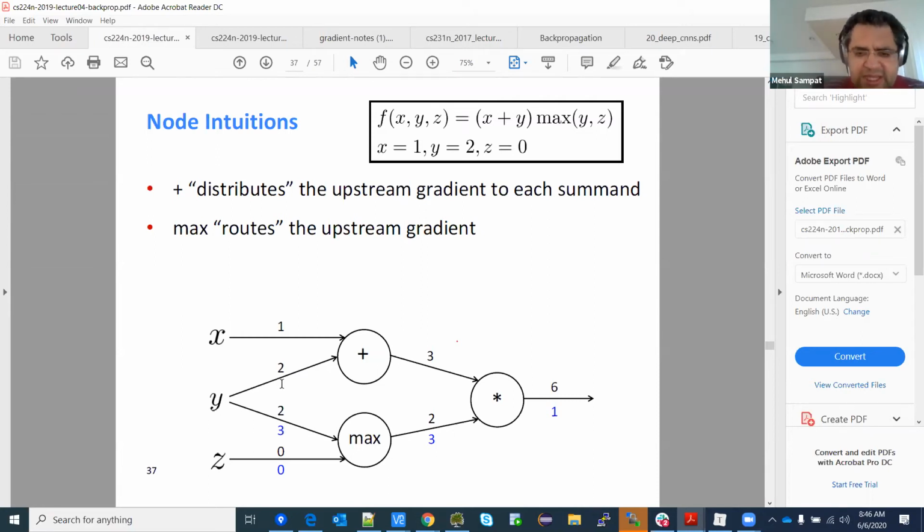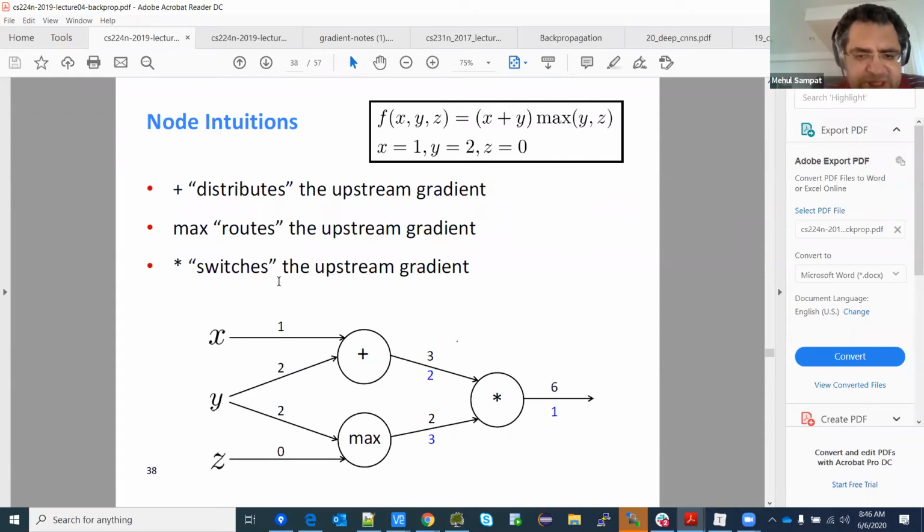Okay, so I thought this was nice. I haven't seen it displayed. You have the plus distributes, max routes it, and then the last one was also very clever: the multiplication switches the upstream gradient. So in our example, if you remember, it was just the multiplication of A and B.